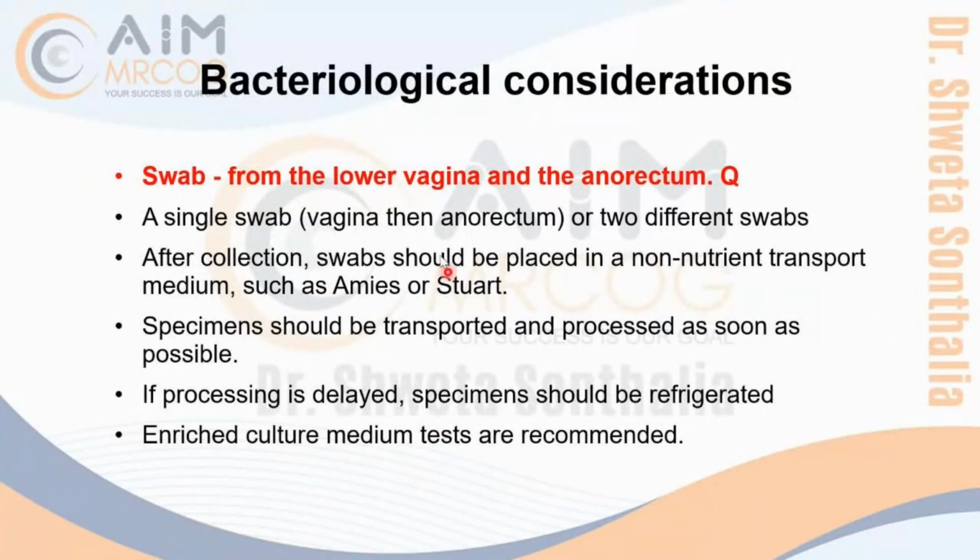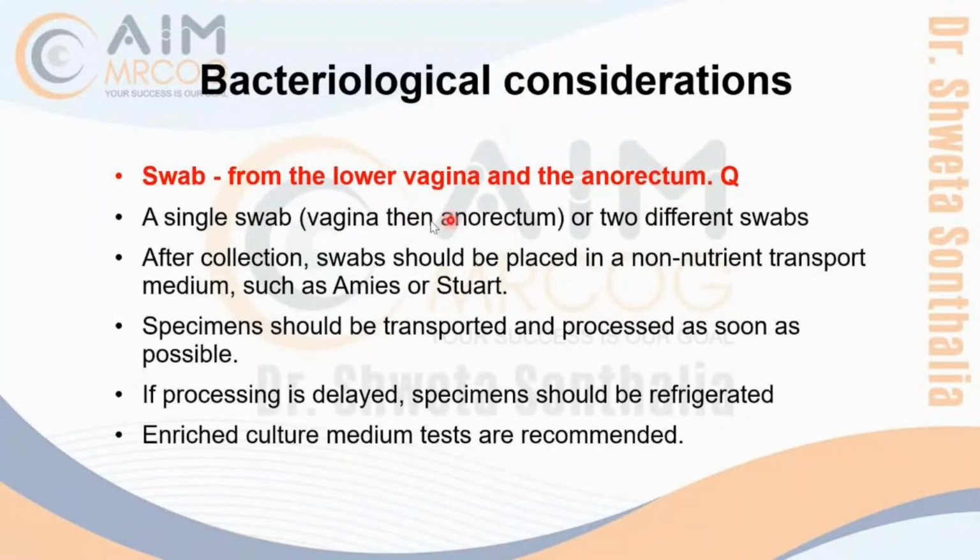Now, what are the important bacteriological considerations? From where will you take the swab? This is also a recall question, very important. You will take the swab from the lower vagina and anorectum, both the places. Either it could be a single swab from both areas or two different swabs, but you have to swab both the places.